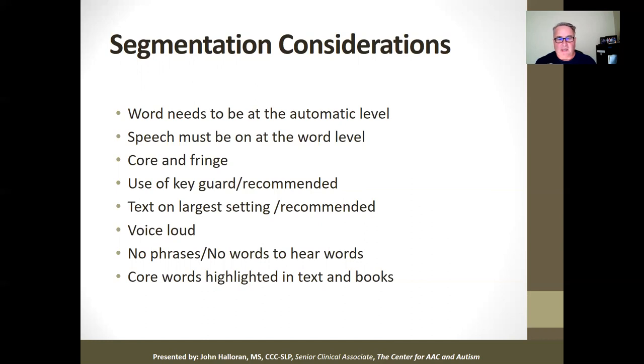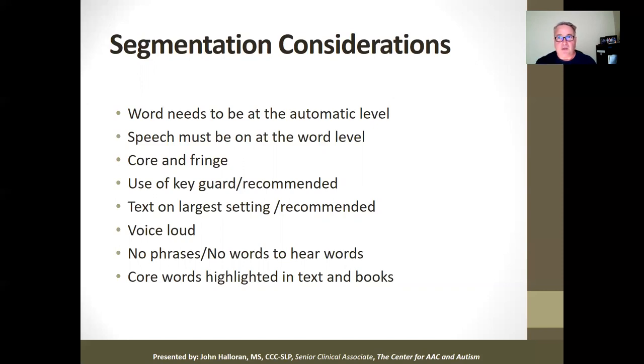You have to have access again to core and fringe. The keyguard is recommended. Text at its largest setting is recommended. Many individuals with autism have a love for literacy and they can read before we understand it or recognize it. You might not have noticed this, but when you say a word, the font is very large because for some individuals, that font exploding on the screen becomes a reward, which basically reinforces literacy.